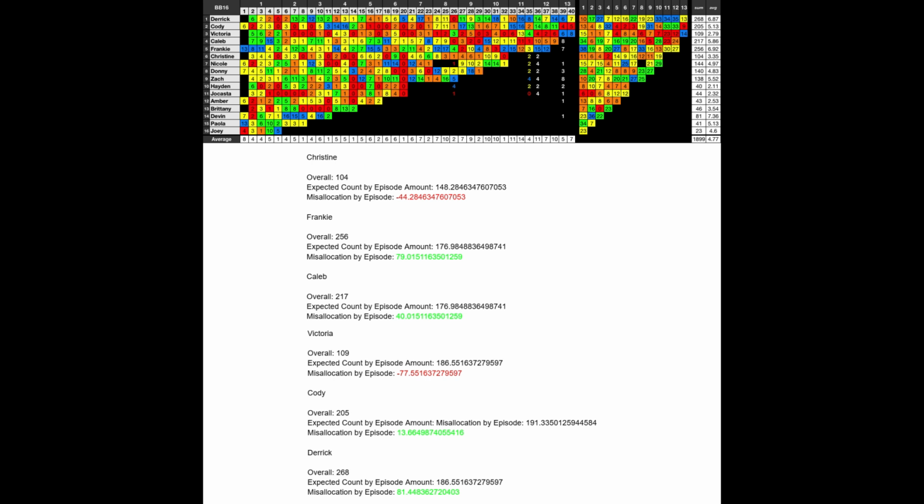Cody has 205 diary rooms, and his expected count by episode amount is 191.33, causing for a bit of an over-distribution amount pertaining to misallocation of 13.66. Derek has 268 diary rooms, and his expected count by episode amount is 186.55, causing for an over-bloated misallocation amount of 81.44.